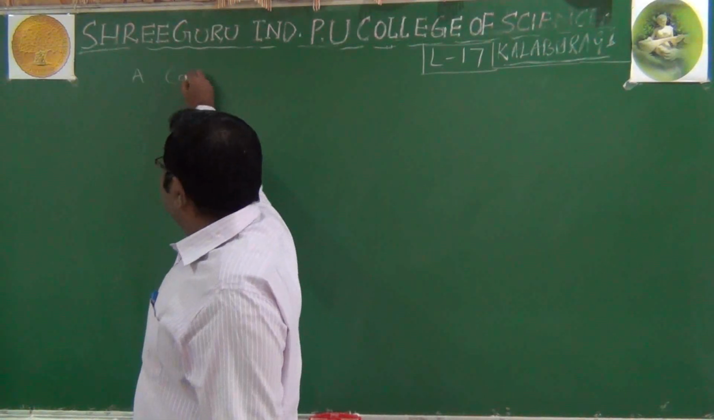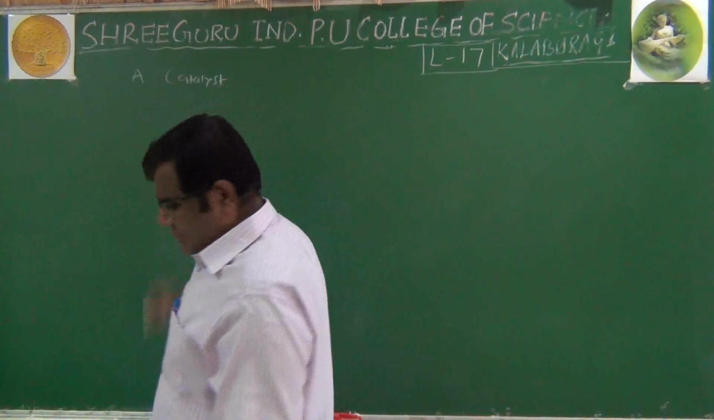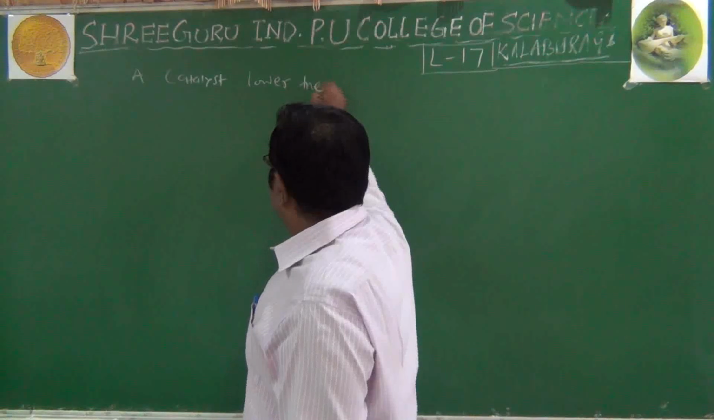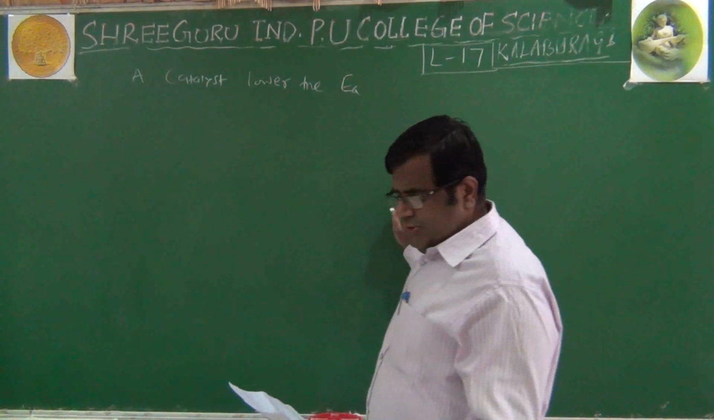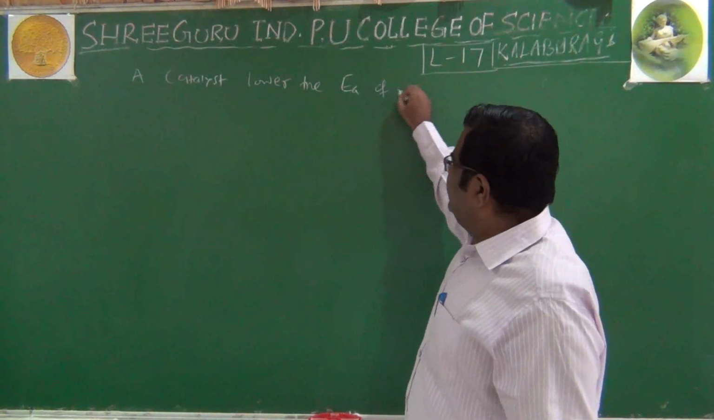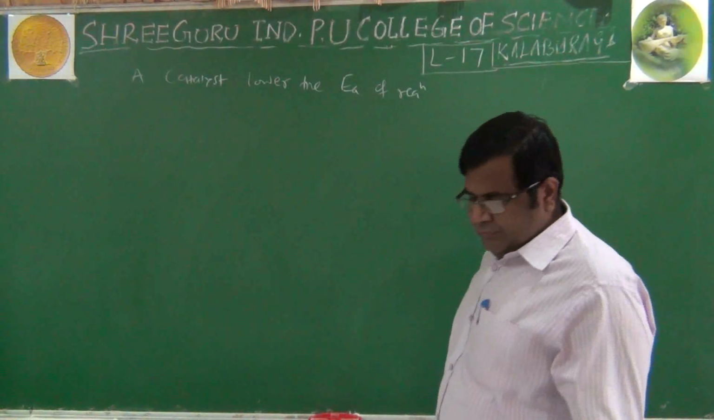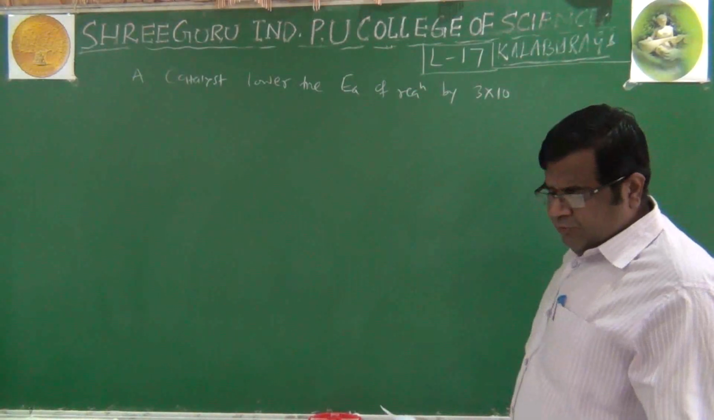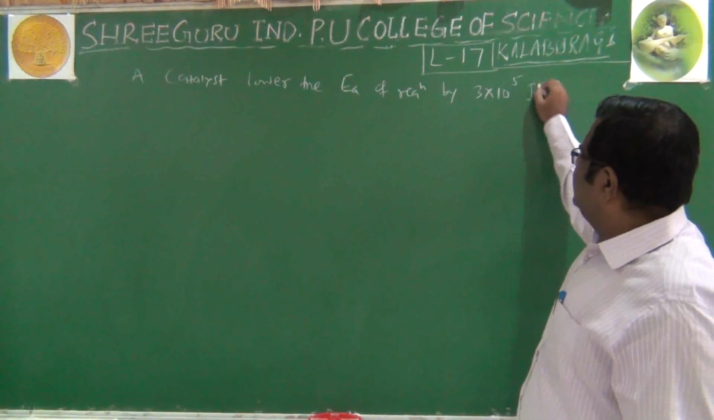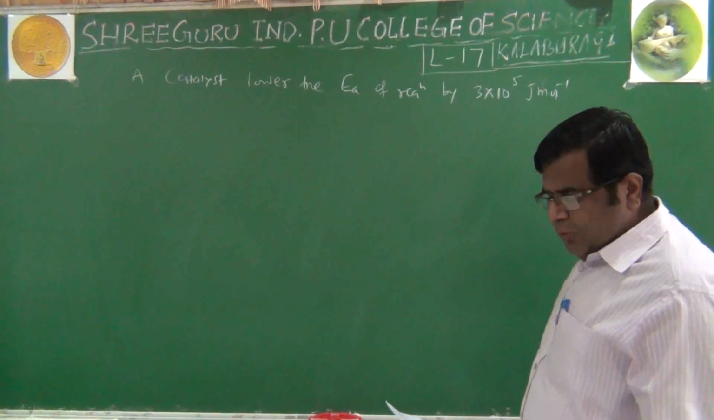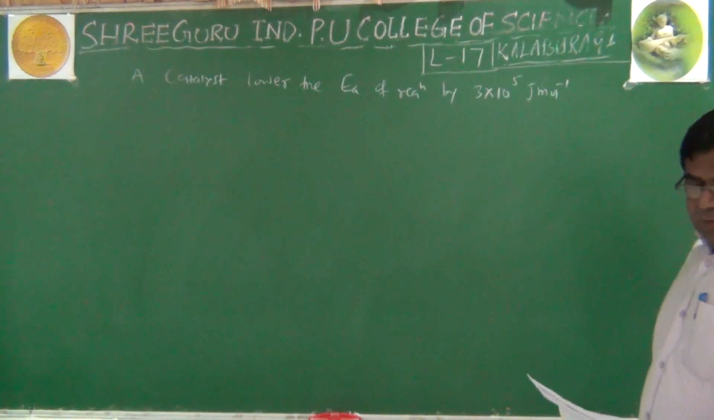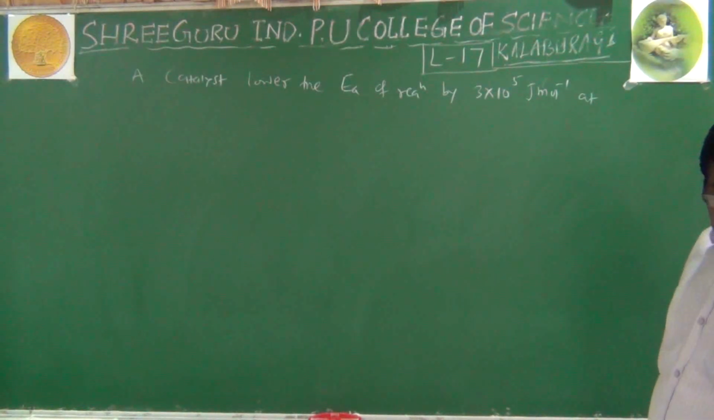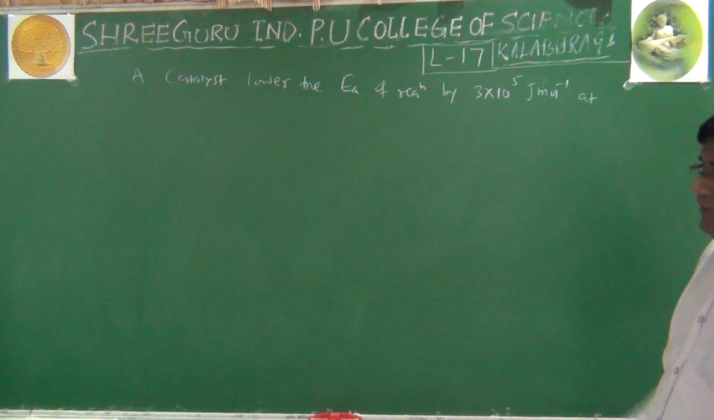A catalyst lowers the activation energy of a reaction by 3 into 10 raised to 5 joules per mole at 293 K, at 298 K.